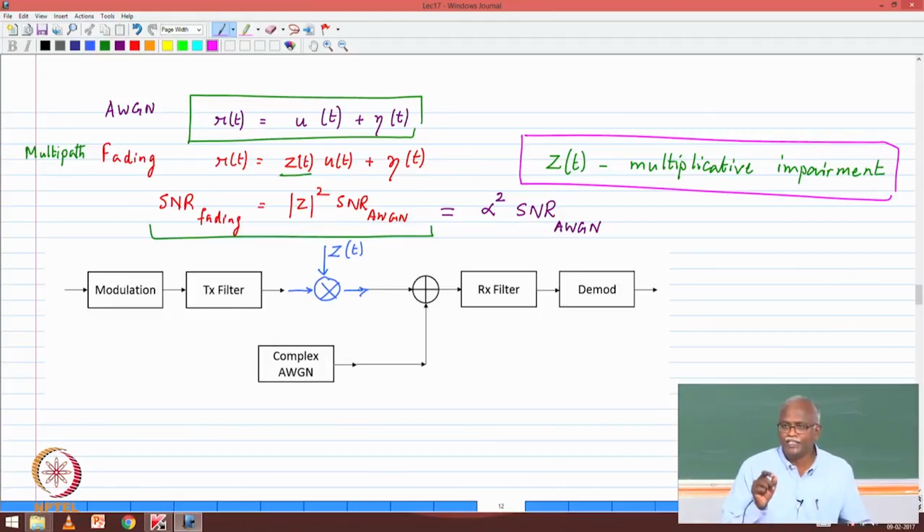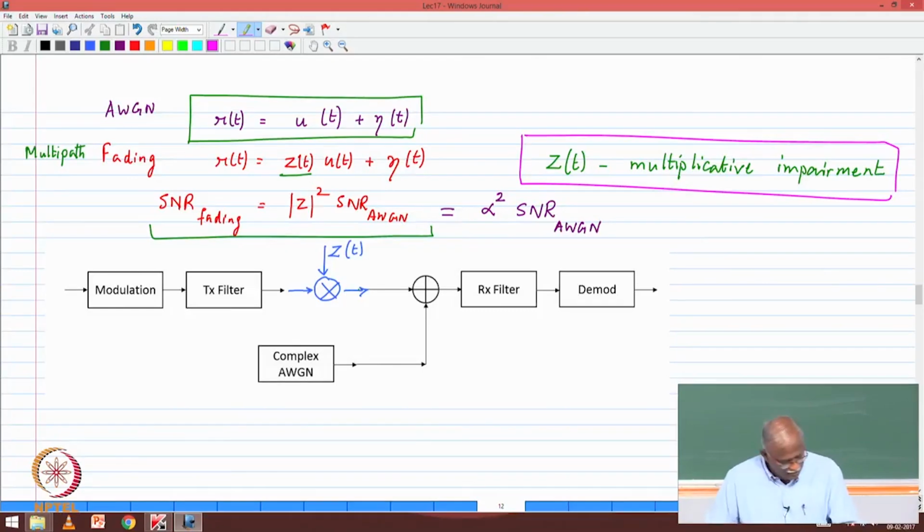Let me quickly mention something about assignment number 2. Assignment number 2 more or less follows the discussion that we had in class yesterday. Keeping in mind that the fading environment is a multiplicative environment, it will affect your SNR, and the SNR will be affected by mod z squared, or if you think of alpha as the amplitude of the Rayleigh random variable, then the modulus of z or alpha is what is going to affect me.